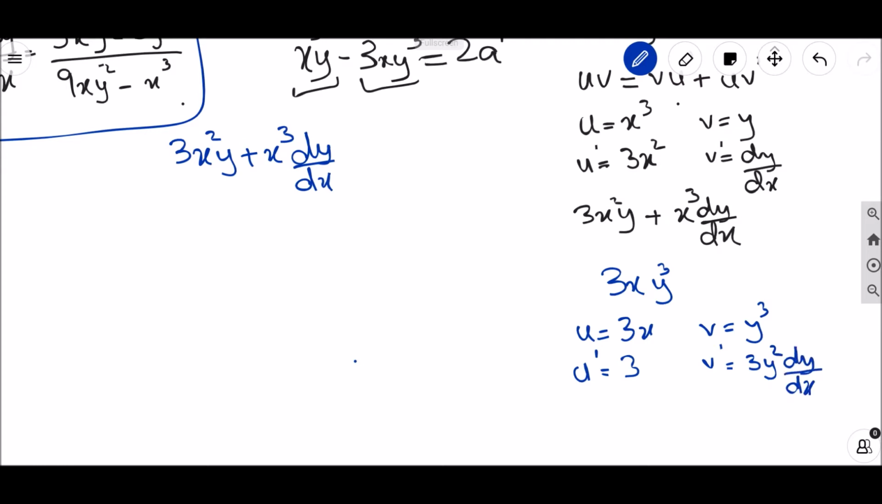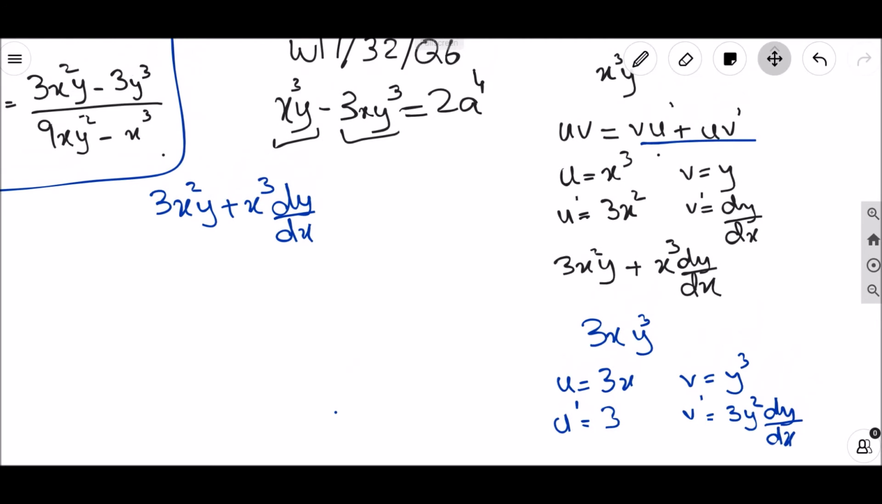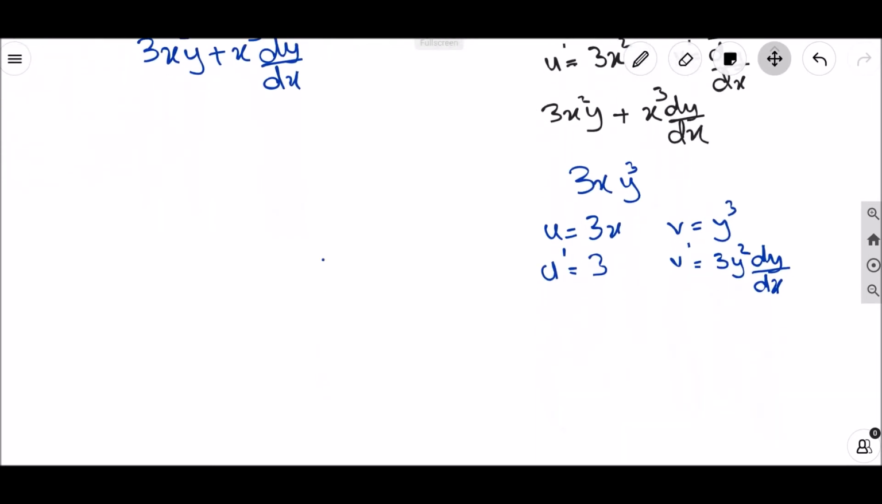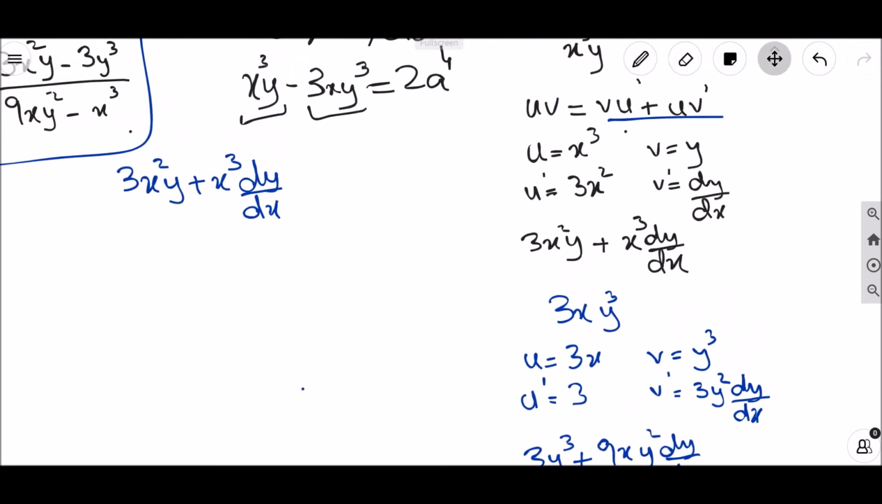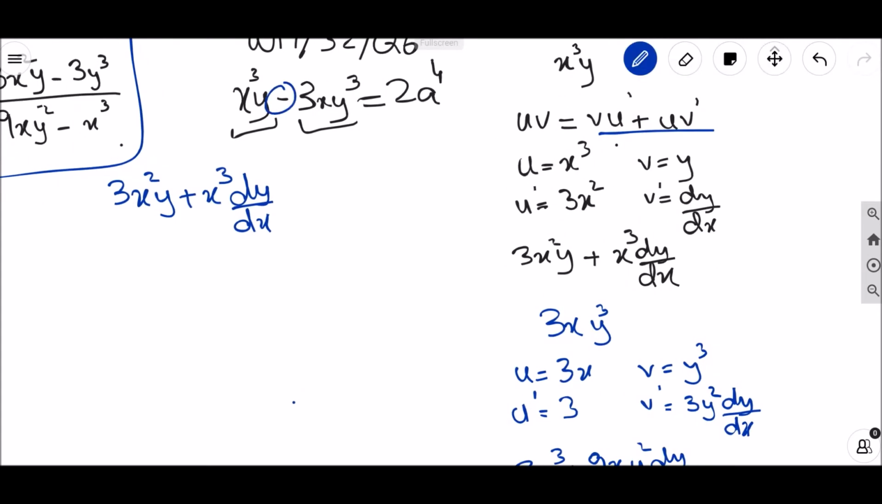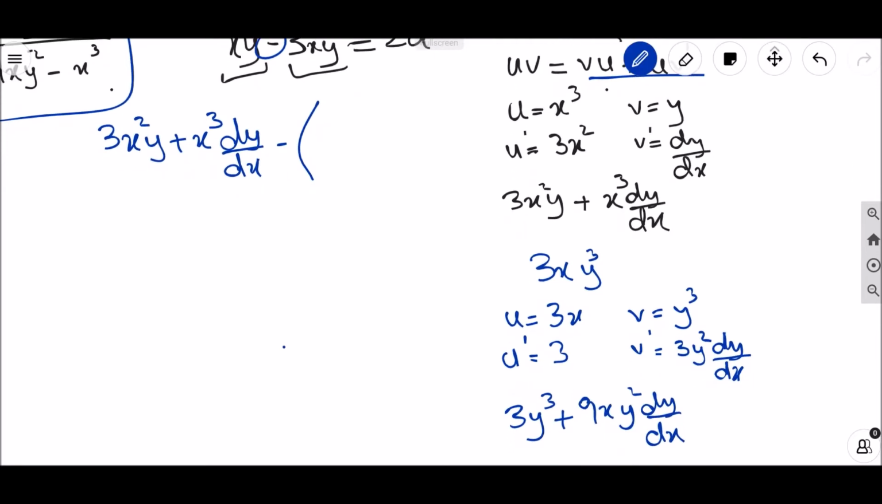Now we need to input these into this formula right here. So I'll input the values. It will become 3y cubed plus 9xy squared dy over dx. Now, as there is a minus sign right here in the question, I'll write the minus as it is and the answer in brackets. So our answer was 3y cubed plus 9xy squared dy over dx.